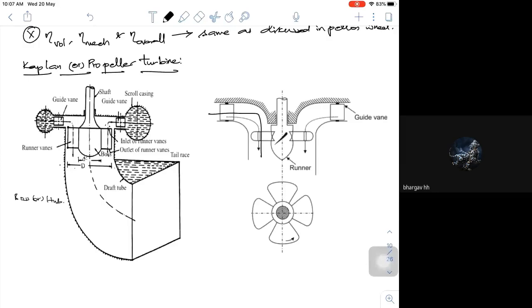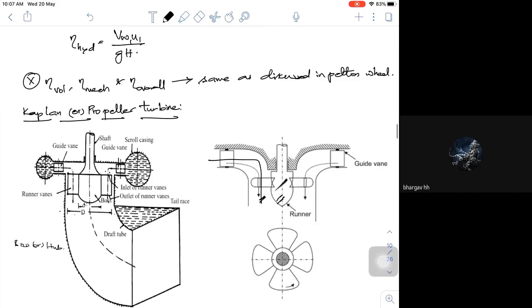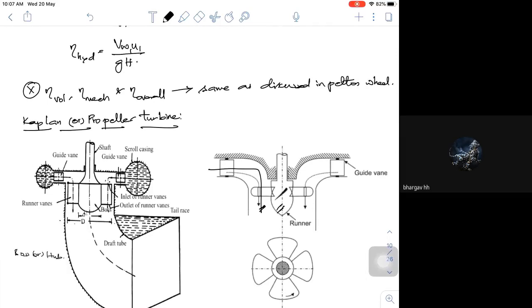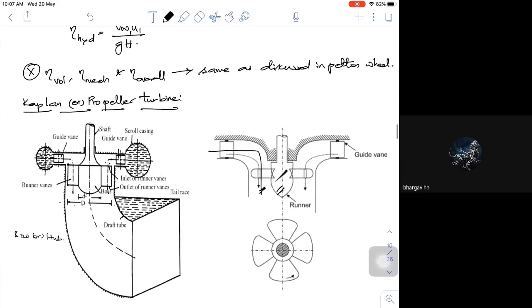When the fluid is flowing over the blade, it is exactly axial. So look at this. This is exactly parallel to the axis. That's why it is called an axial flow turbine. What gives this axial flow kind of condition? The guide vanes guide the water in such a way that by the time it reaches the blades or vanes, it is parallel to the axis.